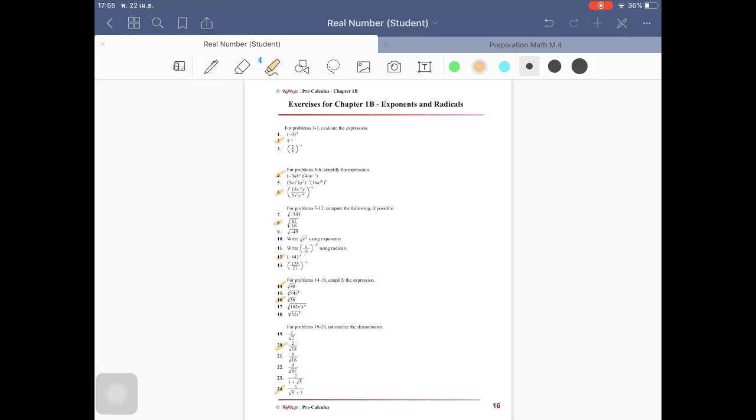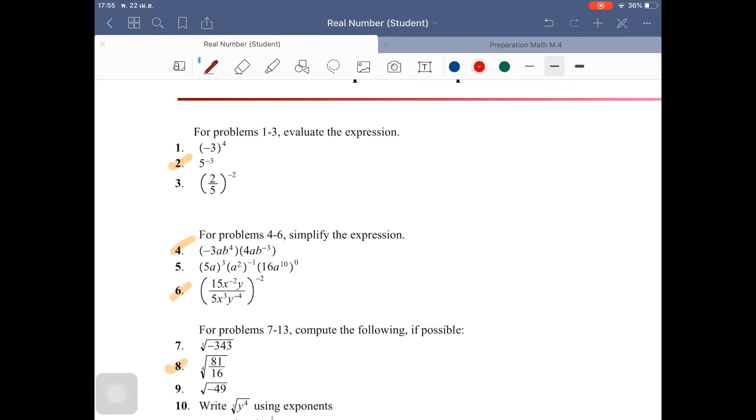Okay, let's see the answer together. Start with question 2. Firstly, the exponent is negative, so you take them down. And the answer will be 1 over 5. Okay. Simplify the expression. You will get negative 12, a to the power of 2, and b to the power of 1. Same base number and variable. In multiplication, you sum the exponents, okay?